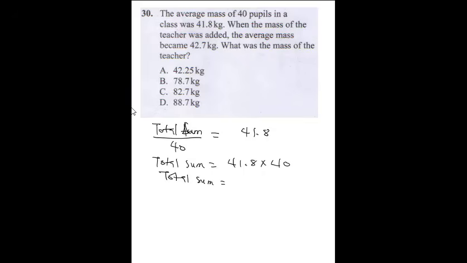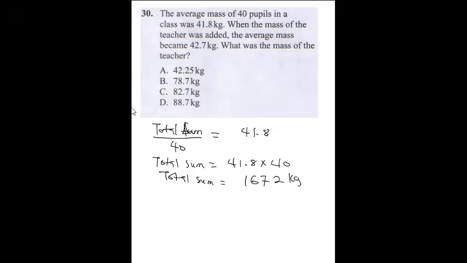total average, total sum of the individuals divided by 40 gives an average of what? 41.8. Now, total sum will now be 41.8 times 40. And when you multiply this, your total sum is going to be 1672 kg.